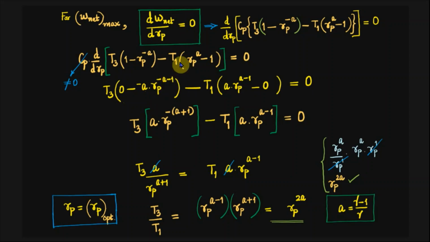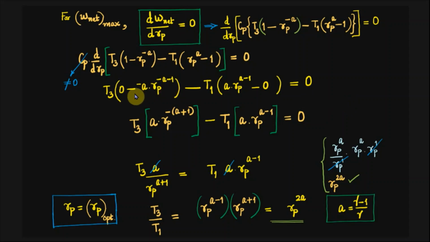Now the second term minus T1 into Rp raised to A minus 1. When you do the differentiation, derivative of Rp raised to A, that is A into Rp raised to A minus 1, and the derivative of 1 with respect to Rp is 0. And now we found out the derivative of the left hand side, and it has to be equated to 0 in order to get the condition for maximum specific work output.